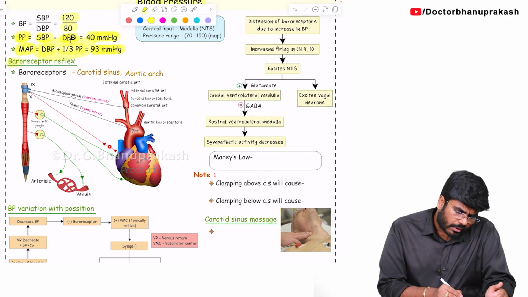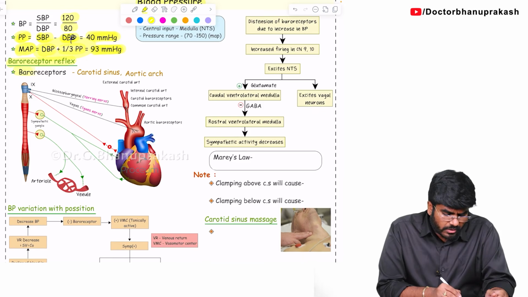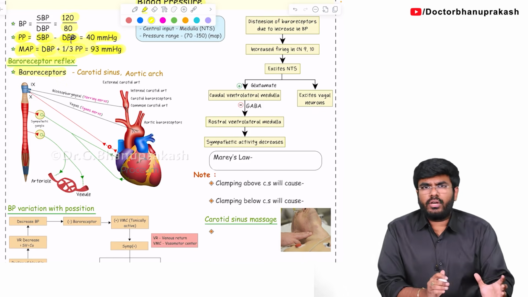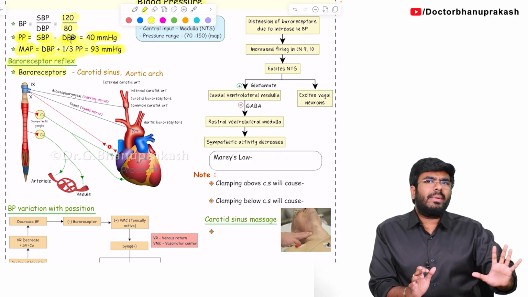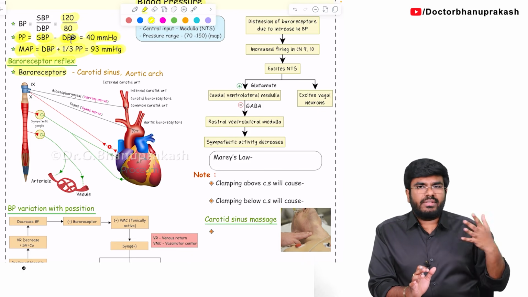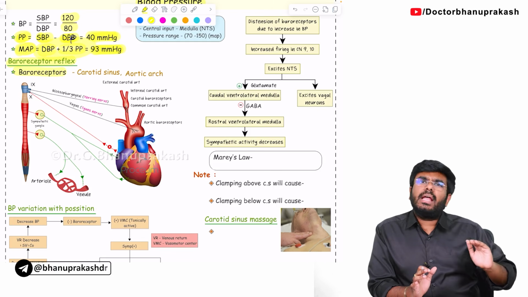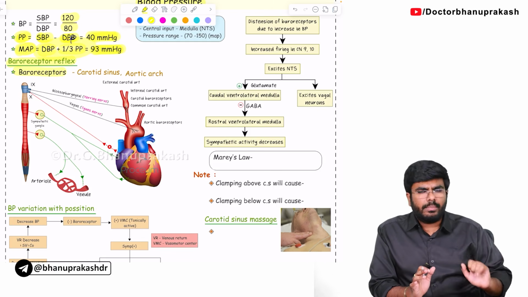Now let's discuss the baroreceptor reflex. Where are the baroreceptors located, guys? See, what are baroreceptors? Baroreceptors are always checking the mean arterial pressure, whether it is normal or maintained or not. Is everything okay in the body or not? They are sensitive to mean arterial pressure changes.